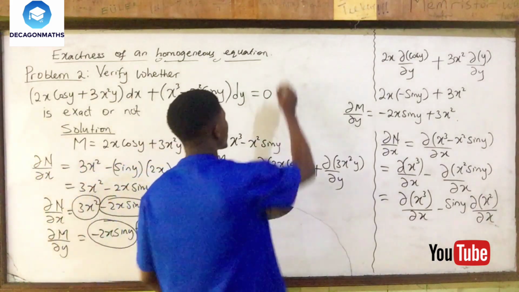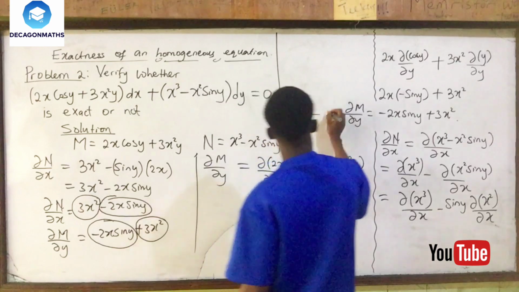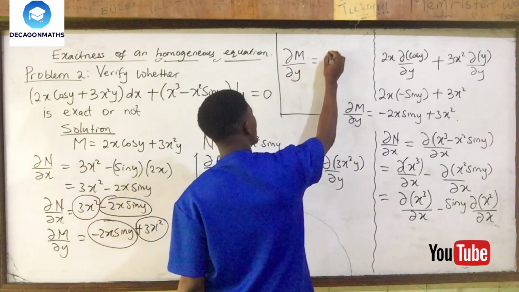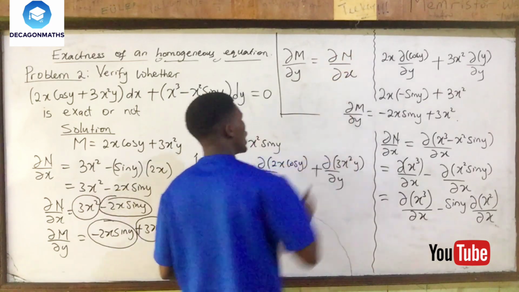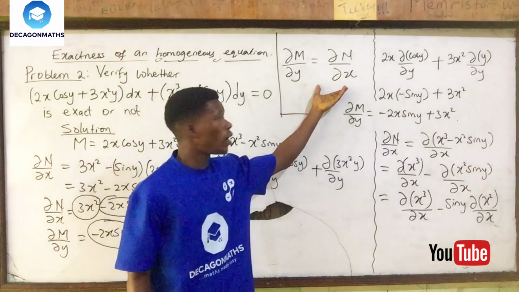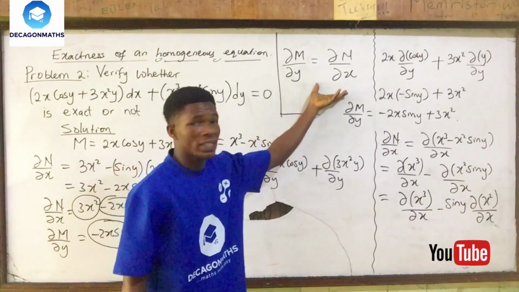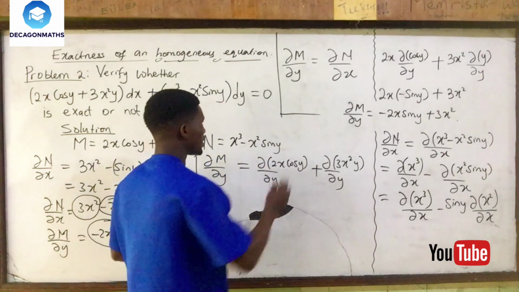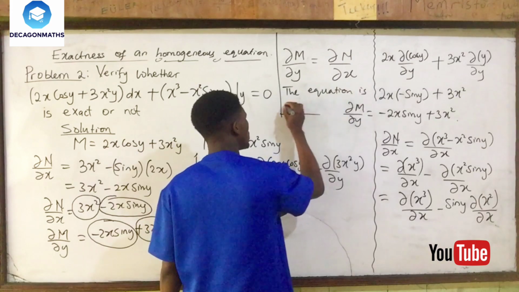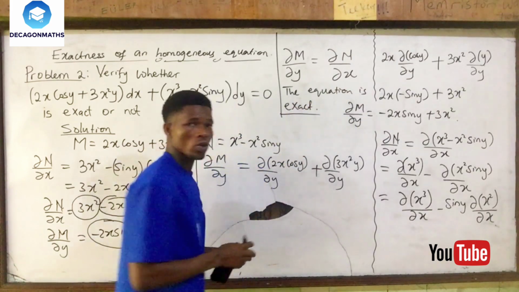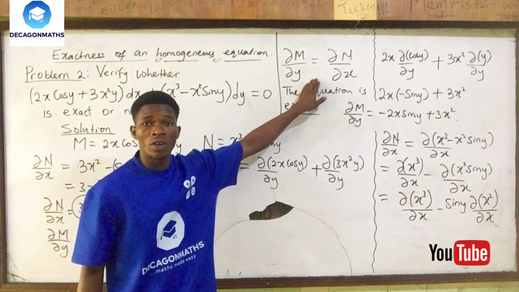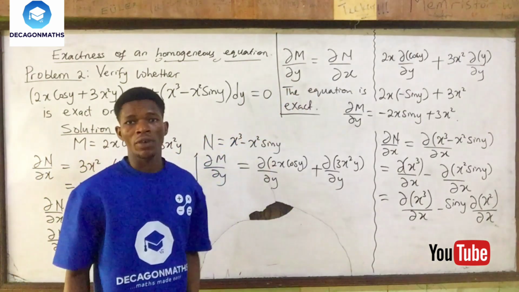Definitely, we can now write that the partial derivative of M with respect to y is equal to the partial derivative of N with respect to x. As you can see, they are equal, and this is the condition for our equation to be exact. Definitely, the equation is exact, and this will be our conclusion. That means the equation given is exact because it satisfies the condition that has been given for the equation to be exact. So we have come to the end of this video.